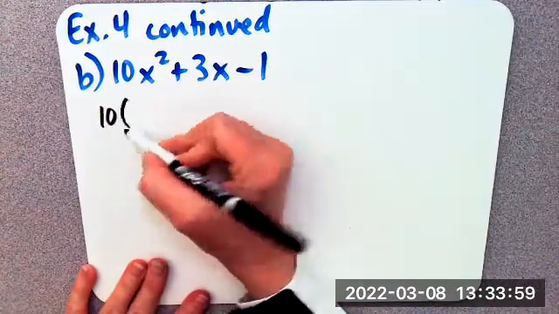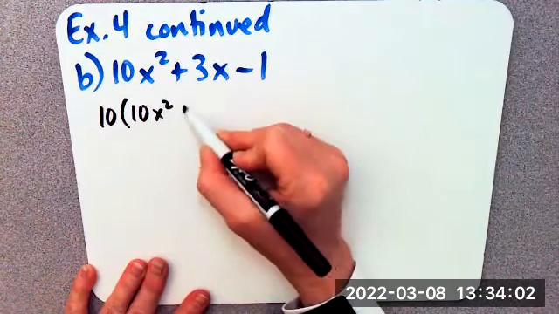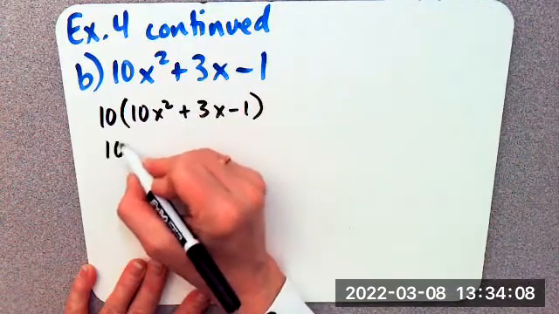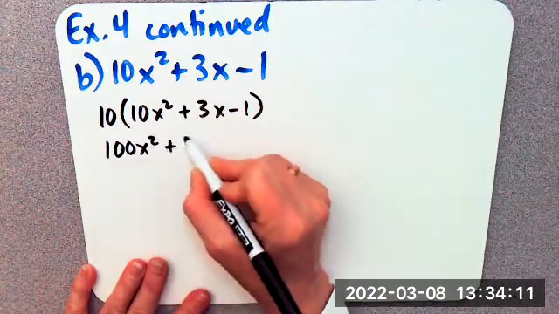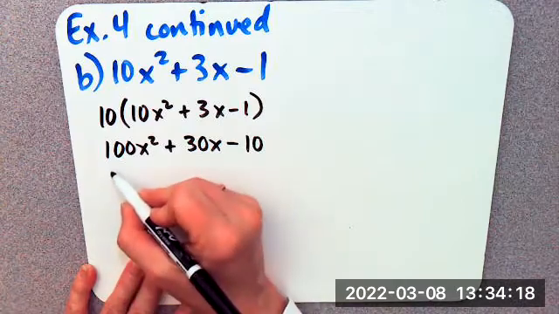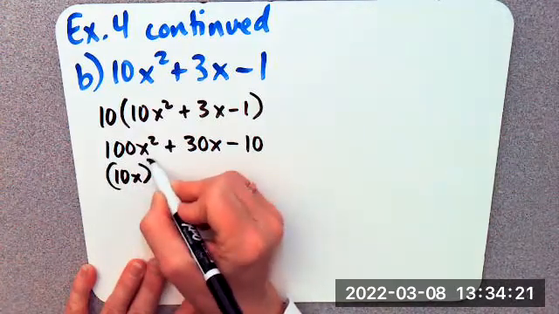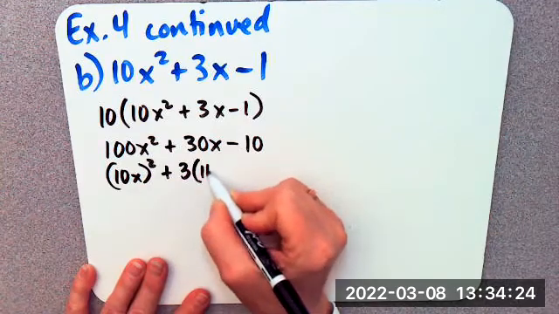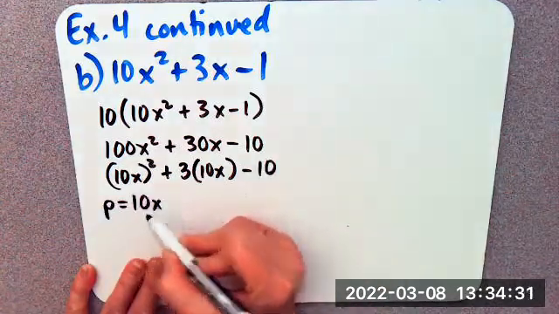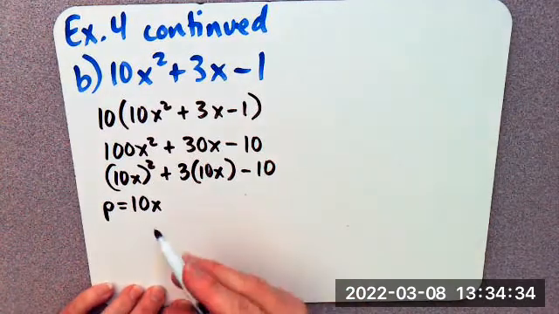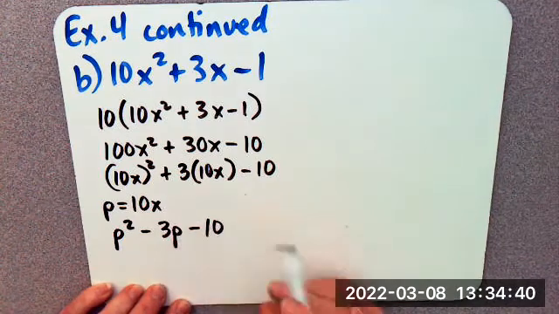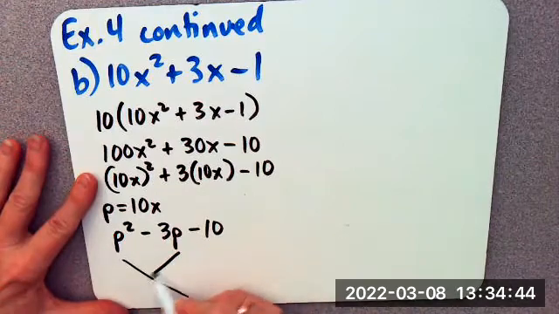So this one, we're going to just randomly multiply by 10: 10x squared plus 3x minus 1. So 10 times 10x squared. Okay, so that gives us 100x squared plus 30x minus 10 when we multiply that out. So this is 10x squared plus 3 times 10x, and then minus 10. So we're going to say p equals 10x. All right, so now we can have p squared minus 3p minus 10 and do our diamond and our box.